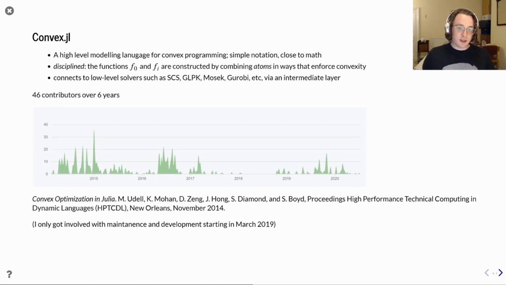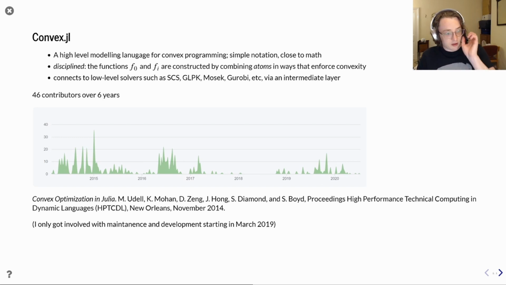So about the package itself, it's a high-level modeling language for convex programming. I think it has a nice simple notation that's kind of close to the mathematical way that you'd write down the problem. It's for disciplined convex optimization, so that means these functions are constructed by combining atoms or primitives that are supplied by Convex.jl in ways that enforce convexity. And it connects to a bunch of low-level solvers, like Cosmo that you saw, as well as some other ones.